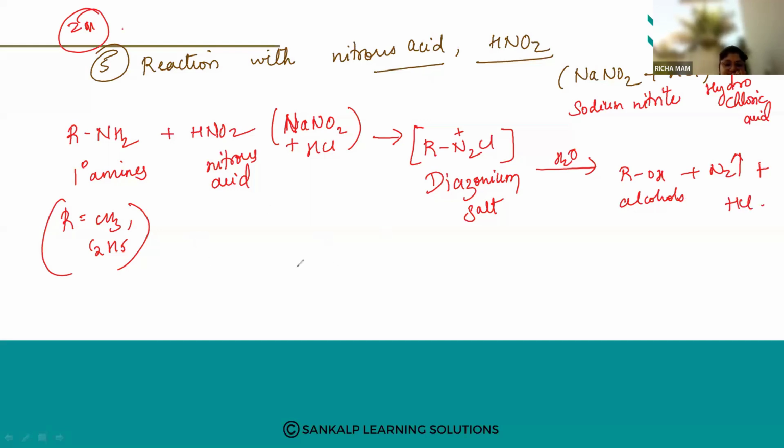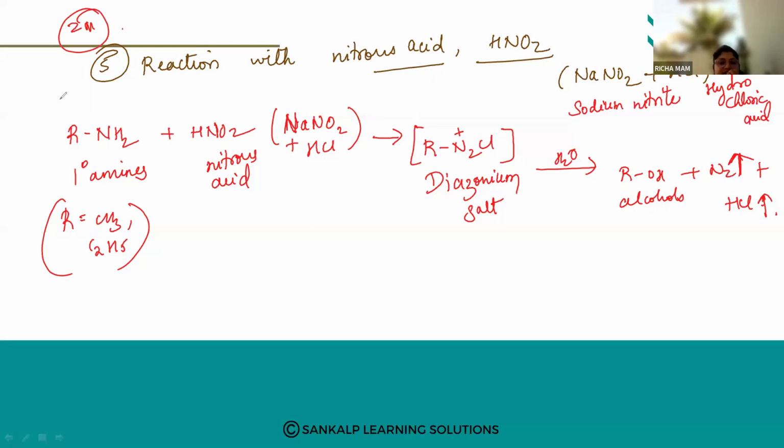So this process is called the diazotization reaction. So what have we done? We have taken a primary amine, we are treating it with nitrous acid, and we get a diazonium salt. This diazonium salt upon hydration gives alcohols, plus N2 gas is liberated, nitrogen gas, and HCl gas is also liberated. So this is with aliphatic amines.